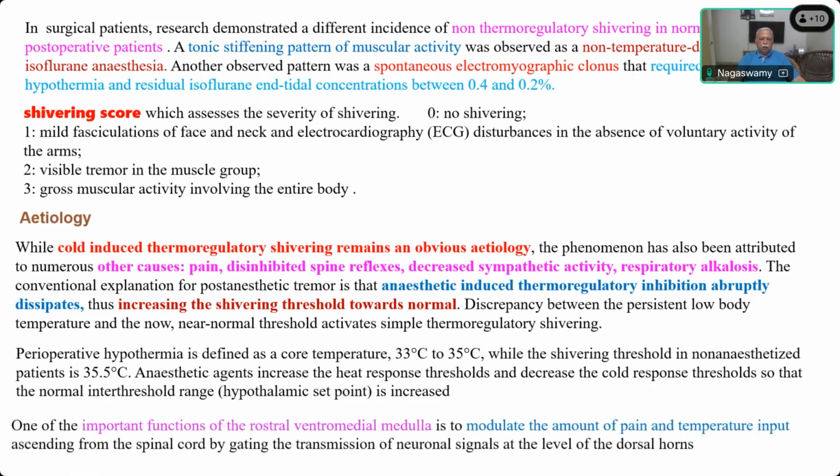One of the important functions of the rostral ventral medulla is to modulate the amount of pain and temperature input ascending from the spinal cord by controlling the transmission of neuronal signals to the dorsal horns. So this is another transport mechanism.